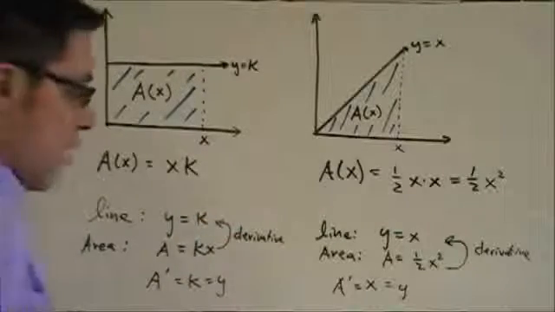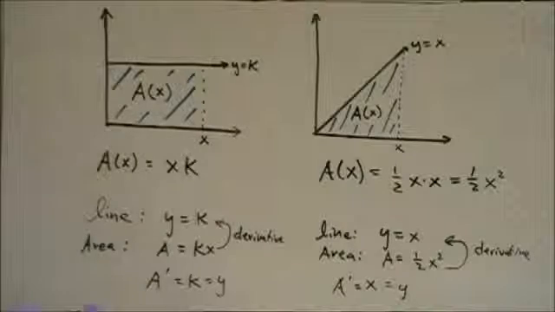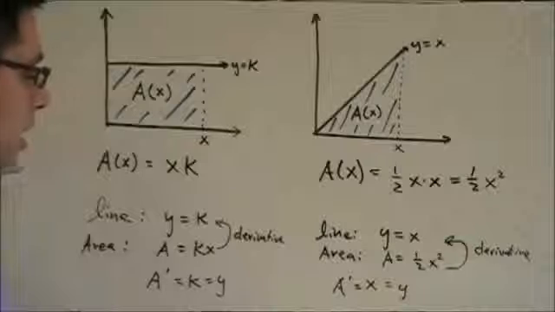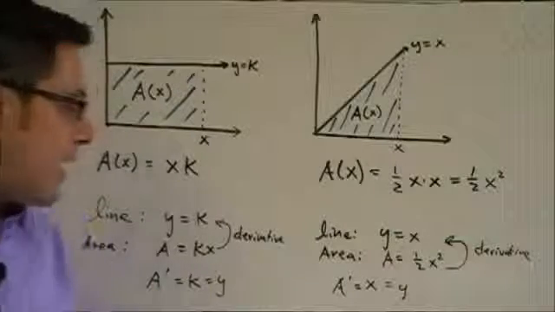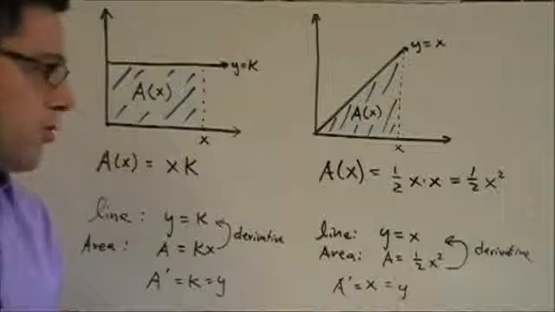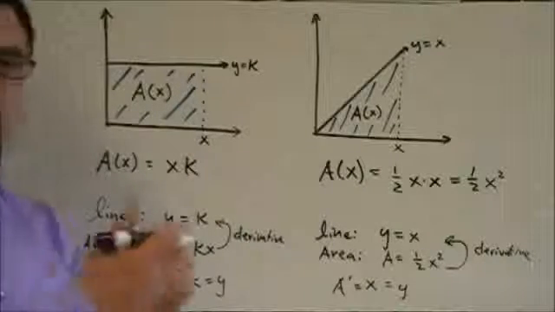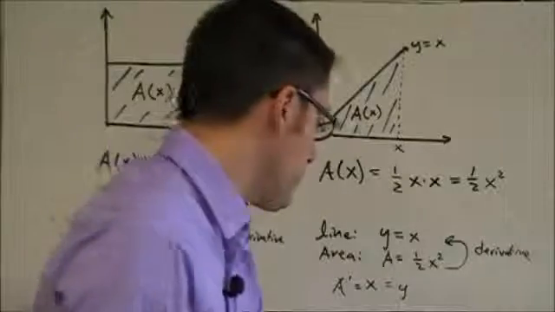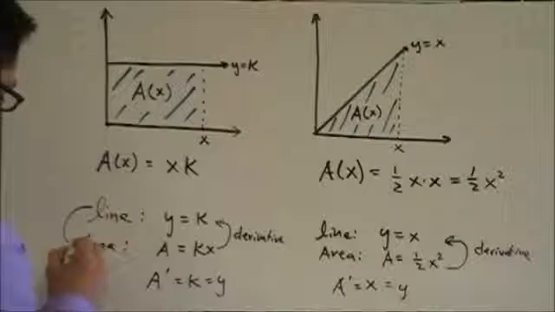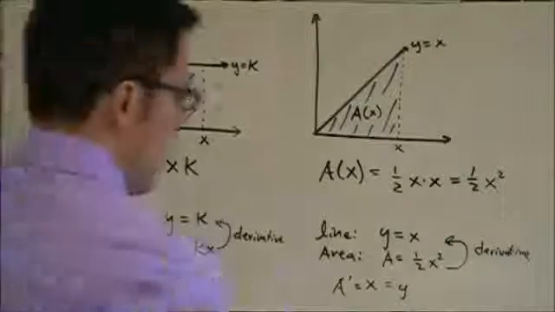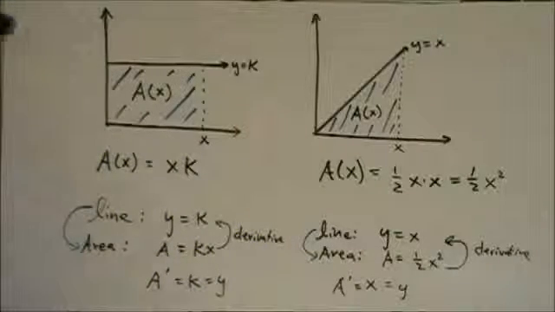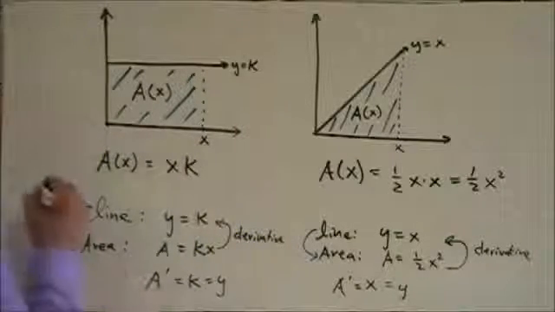Okay, so it turns out that if I want to go the other way, that is, if I'm given the line and I want to know the area underneath the line out to some point x, I have to go backward. And the backward direction is exactly what you might expect it to be called. It's called the antiderivative. You're going backward. So if I want to go from the line to the area, we have what's called the antiderivative. So that was the derivative. This is the antiderivative.